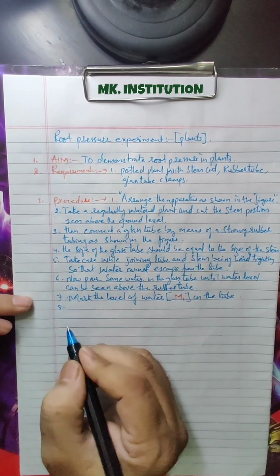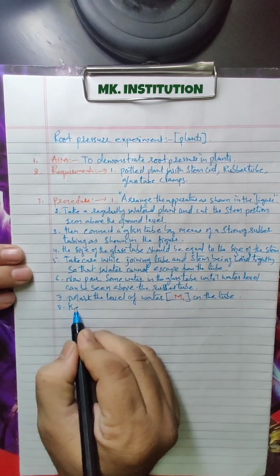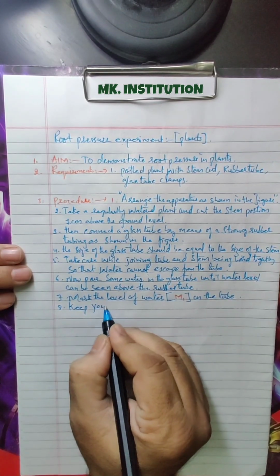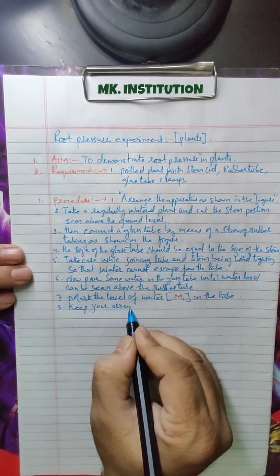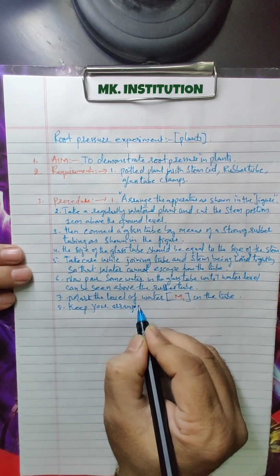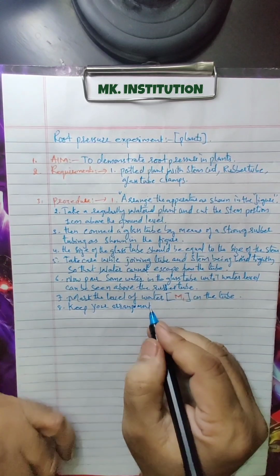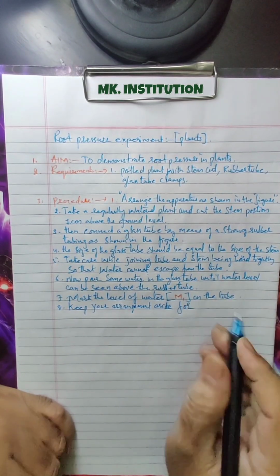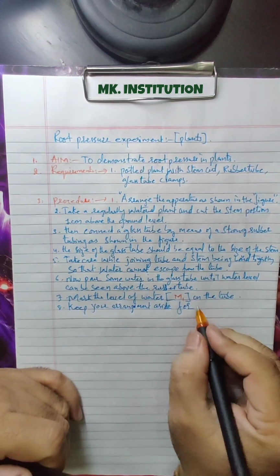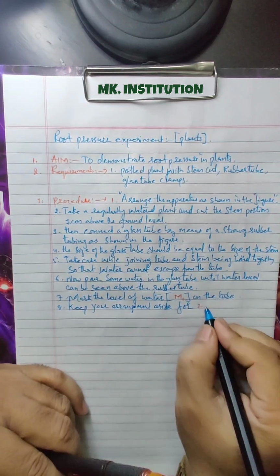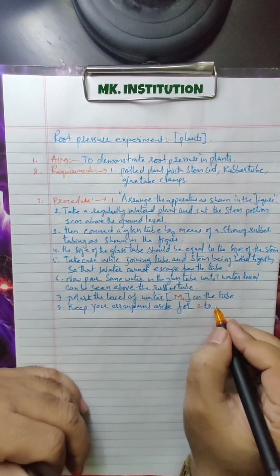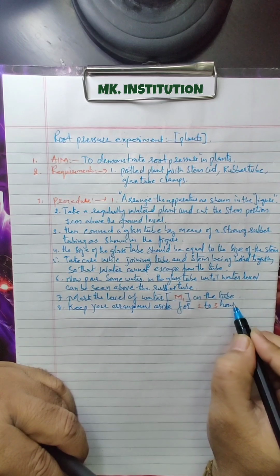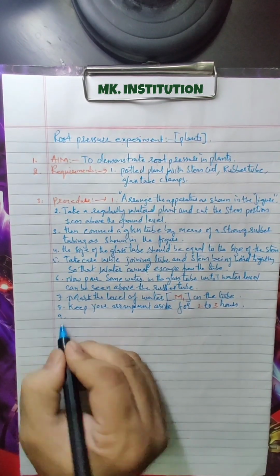Clear? Then next one, keep your arrangement aside for 2 to 3 hours. For how many hours you have to keep? 2 to 3 hours. This is the duration, 2 to 3 hours. Clear?